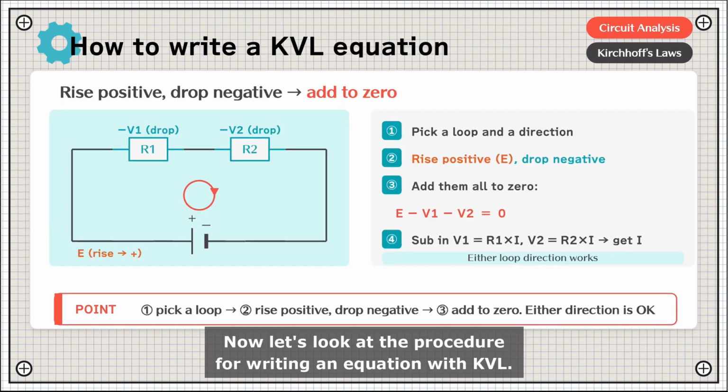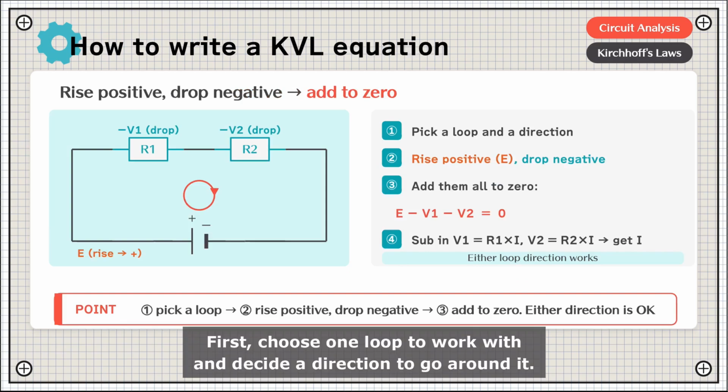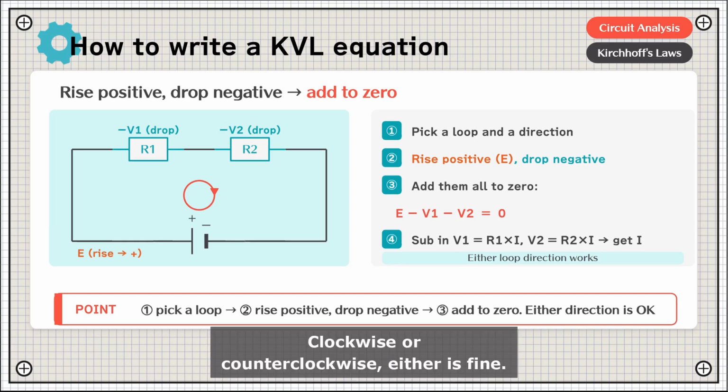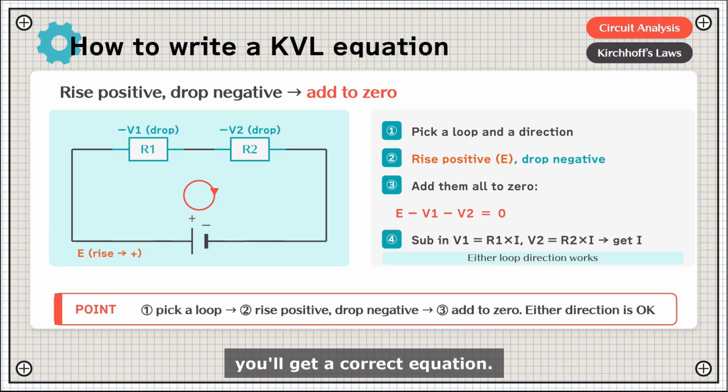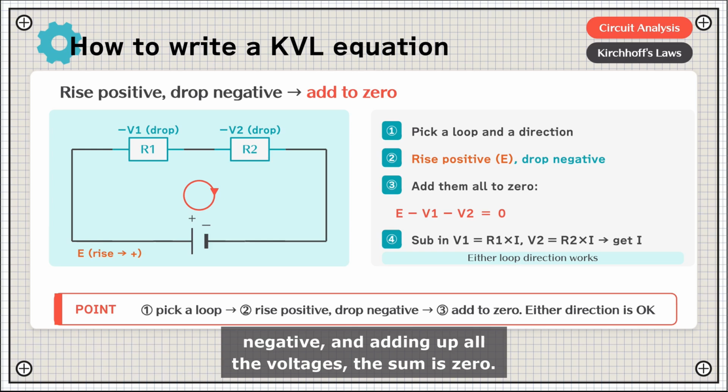Now let's look at the procedure for writing an equation with KVL. First, choose one loop to work with and decide a direction to go around it. Clockwise or counterclockwise, either is fine. As long as you go around consistently in the same direction, you'll get a correct equation. As in the first one, taking the spots where the potential rises as positive and where it drops as negative, and adding up all the voltages, the sum is 0.